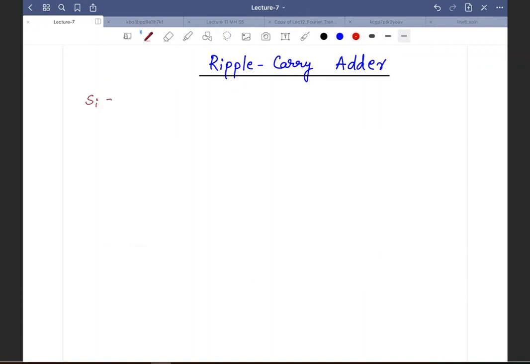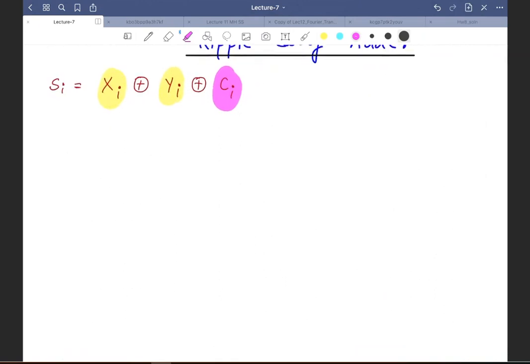So S sub I, the sum at any ith position, can be written as X sub I exclusive OR Y sub I exclusive OR C sub I. And you can verify this later on, whether this is actually correct or not. So the sum at the ith position is related to the numbers and also to the carry. I do not need to wait for the numbers. Those are readily available to me. But I need to wait for the carry, which is the bottleneck. So let us turn our attention to the carries, C sub I.